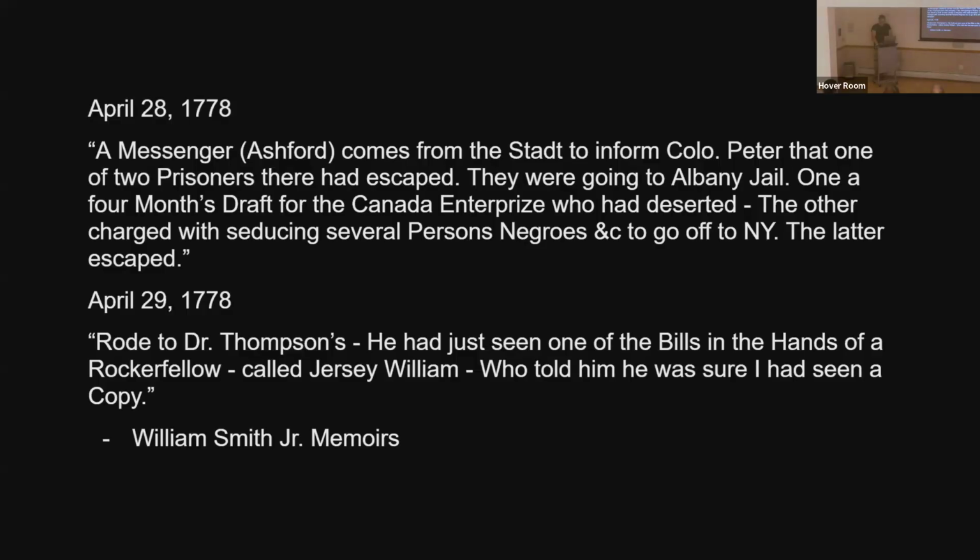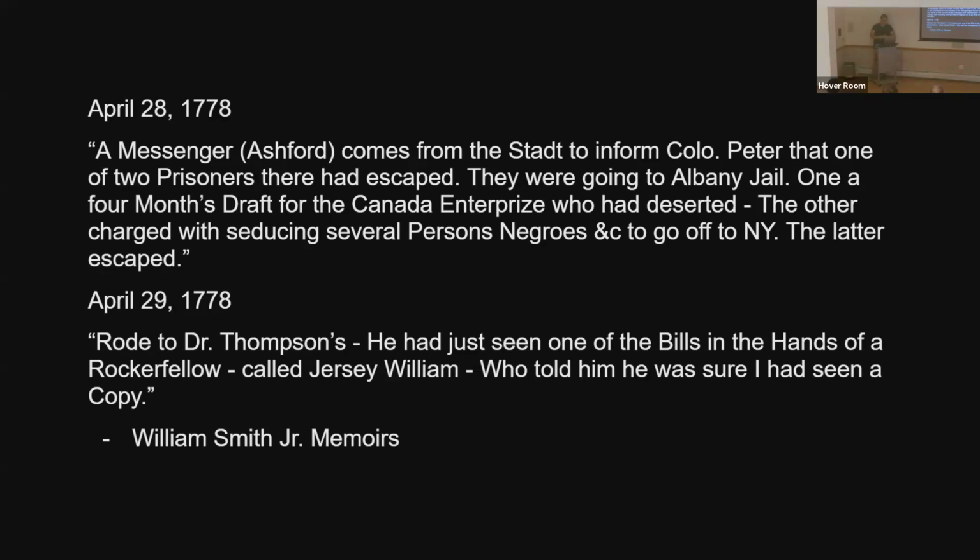But to return to William Smith's memoirs, this is really the important stuff, because without his memoirs, we really wouldn't have a good picture of what was going on in this area, especially. He writes in April of 1778, a messenger comes from the Stat, which is Linlithgow. He refers to Linlithgow invariably as the Stat, to inform Colonel Peter Robert Livingston that one of the two prisoners there had escaped.